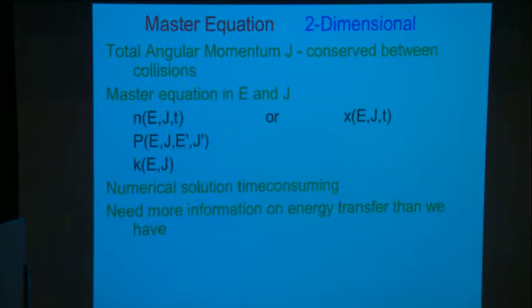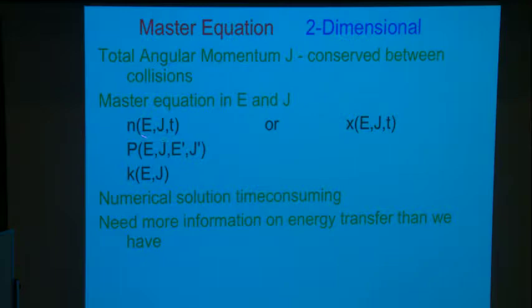We're now, instead of solving for energy populations as a function of time, solving for the energy and J-resolved populations as a function of time. We now have to have a four-dimensional distribution: start in some energy and angular momentum and end in some different energy and angular momentum. We have to have rate constants that have angular momentum resolution. It makes the problem quite a bit more complicated.